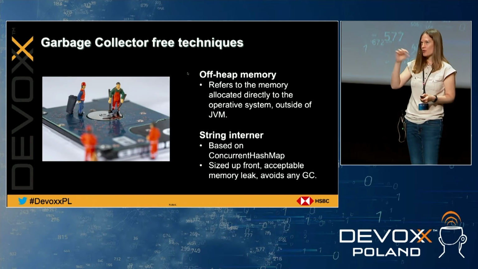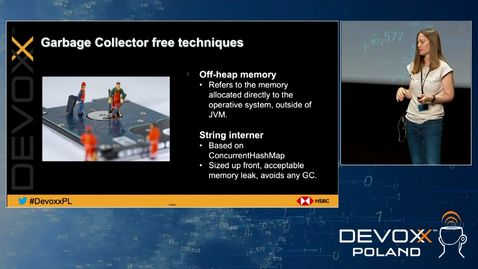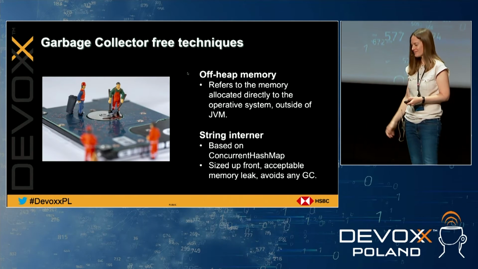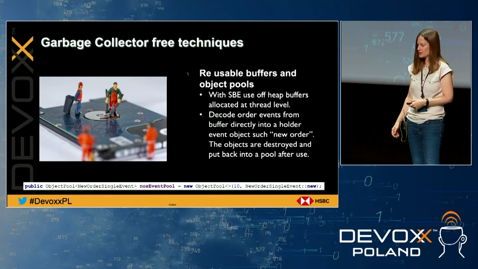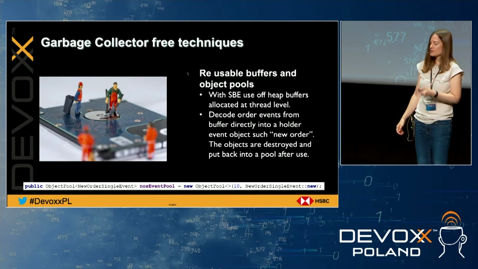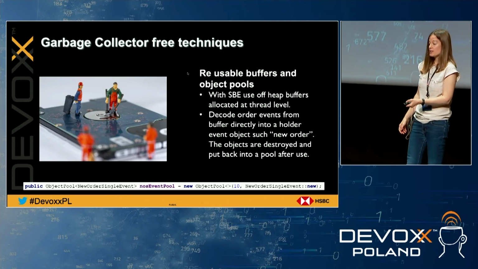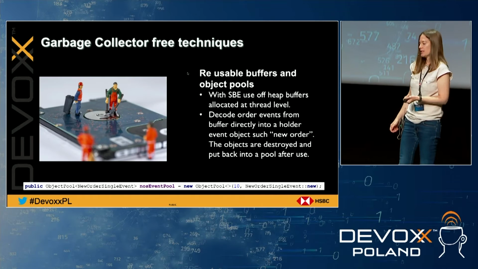Interestingly, order hierarchy is one of the things that we have kept on heap, versus a lot of the stuff happening off heap for the serialization. Good. SBE highly recommends using off-heap buffers. You can actually allocate them at the thread level, so it's quite efficient.